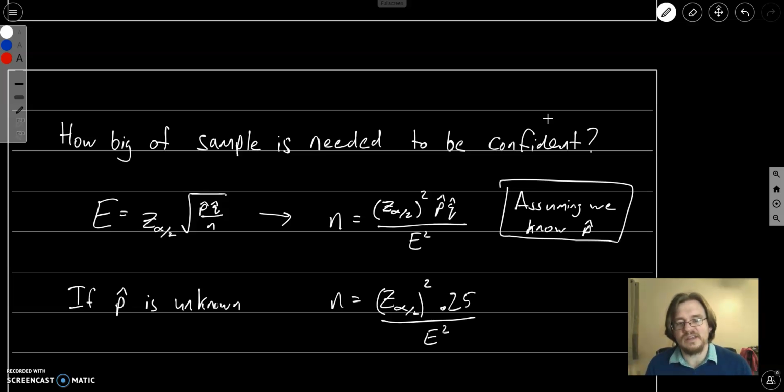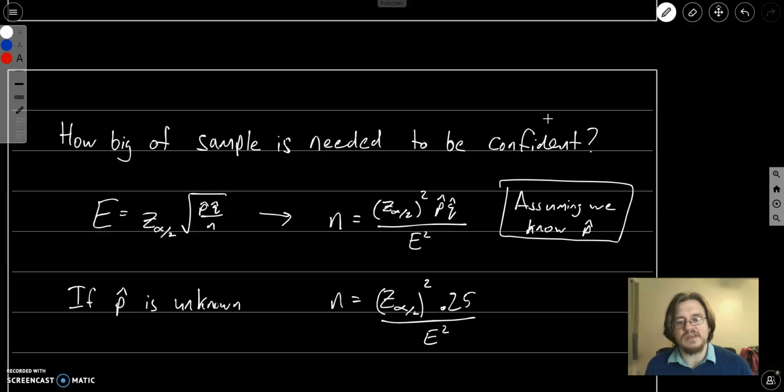Now, one thing here is that in order to express how confident we want to be, we've got to know the percent confidence. So we know if we want to be 90% confident or 95% confident. This tells us z. And E here is the margin of error, which we want to be small, so we'll pick a value for how big the margin of error is.